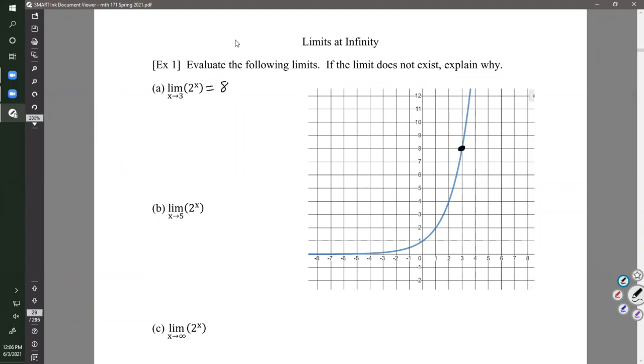Part B says the limit as x approaches 5 of 2x. What'd you guys get for this? 32. If you do this graphically, if you go up on the graph, you don't see 32 up there. So using the techniques we have learned so far, we can't really use graphically. So we have to do more of an algebraic t-table approach. Later on, we'll learn some techniques that make this limit a lot quicker. But for right now, we need to make a t-table.